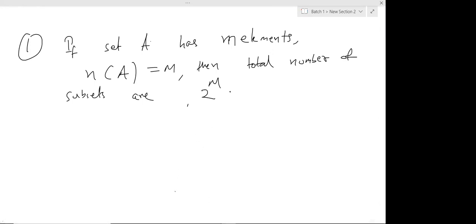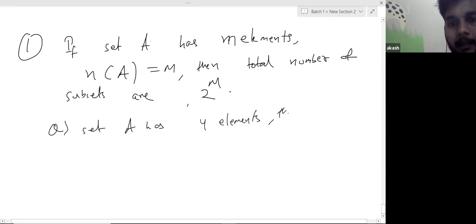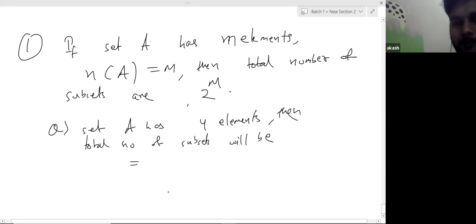Yes. So if they ask you a question that set A has 4 elements, then the total number of subsets will be, what is the answer? Arslan, what is the answer? How many elements? 4. So the answer is 2 raised to the power 4, right? And 2 raised to the power 4 is 16, not 8. Right, Arslan? Okay.